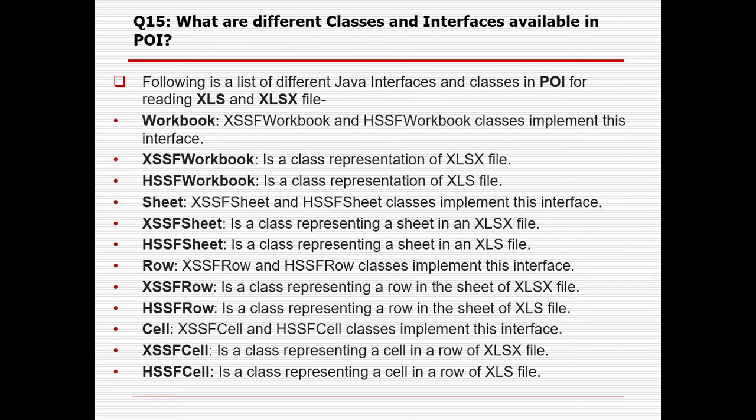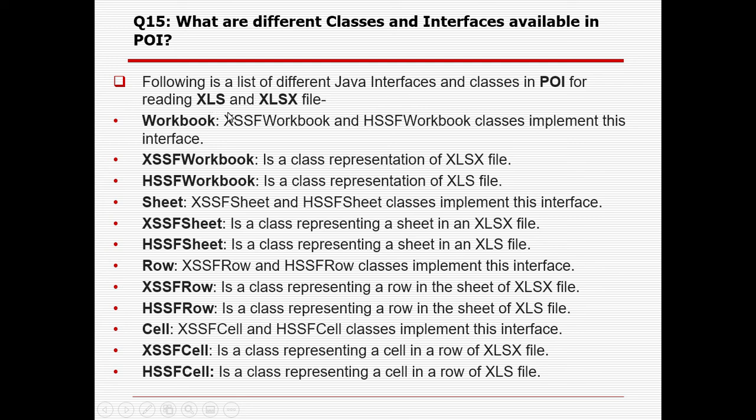What are the different classes and interfaces available in POI? Whenever you are talking about the Excel sheet, you can deal with any Excel sheet, 2003 format or 2007 format. If you have an Excel sheet in 2003 format, it will be .xls, and if it is 2007 onward, it will be .xlsx. Following is a list of different Java interfaces and classes in Apache POI for reading XLS and XLSX formats.